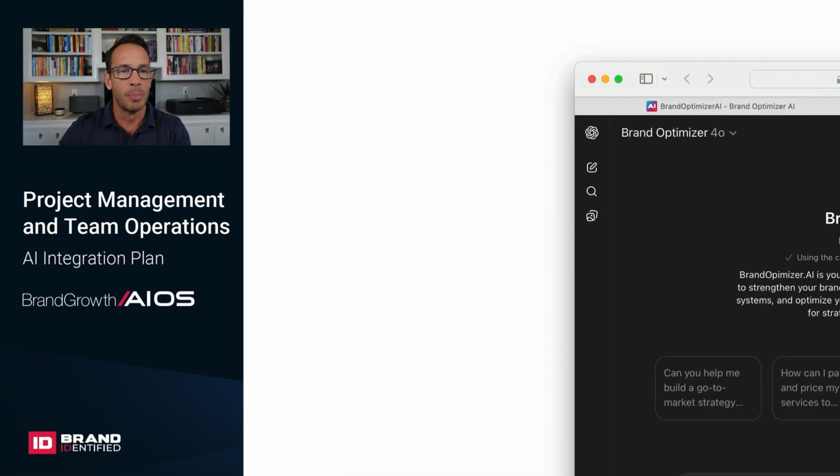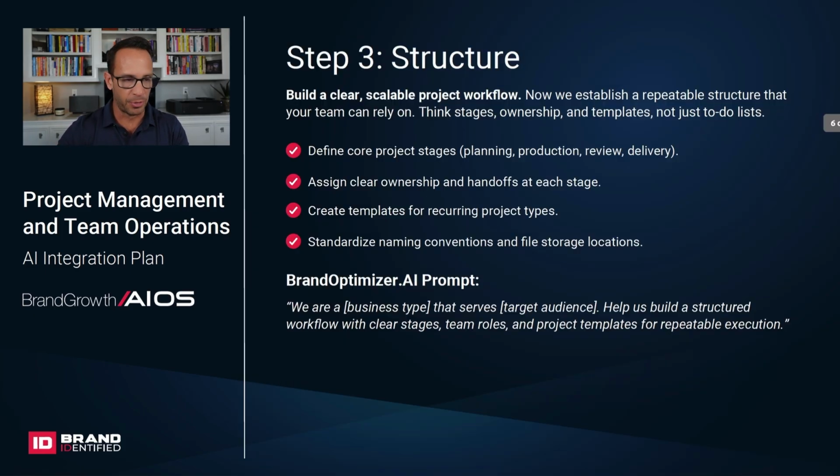So moving on here into step number 3 of this framework, and that is to structure. So you will build a clear, scalable project workflow. Now we establish a repeatable structure that your team can rely on. Think stages, ownership, and templates, not just to-do lists. So first off, define your core project stages, that is planning, production, review, and delivery. Then assign clear ownership and handoffs at each of those stages. Then create templates for reoccurring project types.